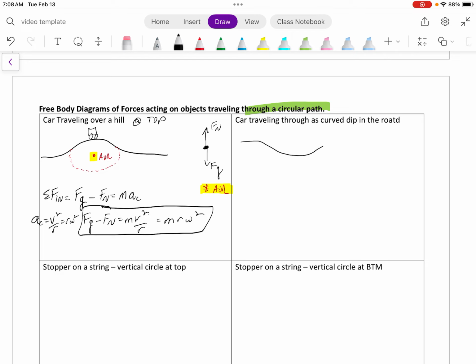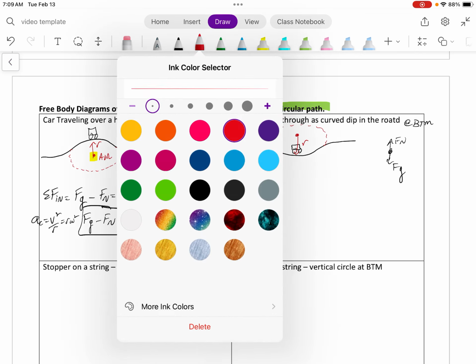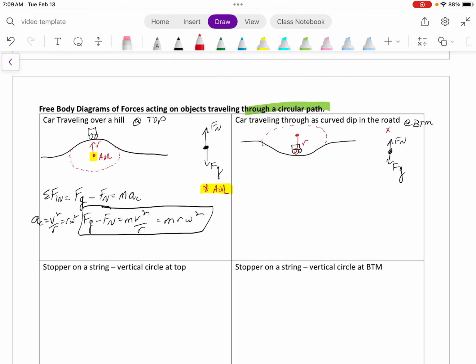I can do the same thing with the car that's going in a dip. This is at the bottom of the dip. And if I put a dot that represents the car, and I have force normal up, and I have force of gravity down, again, where is the axis of rotation in this circle? And here's this radius, right? This is the radius of that circle. I recommend putting that dot near your free body diagram so you can see.